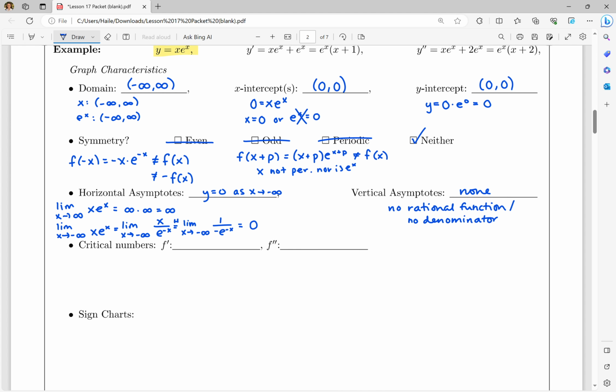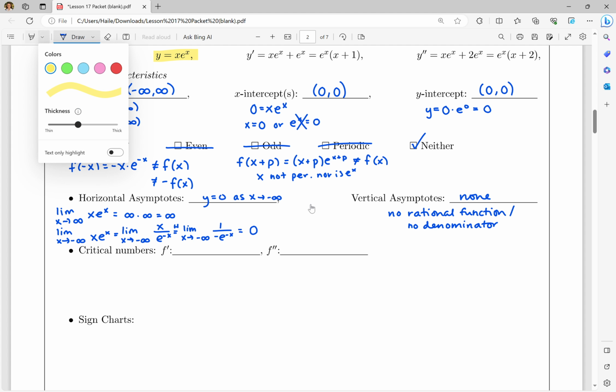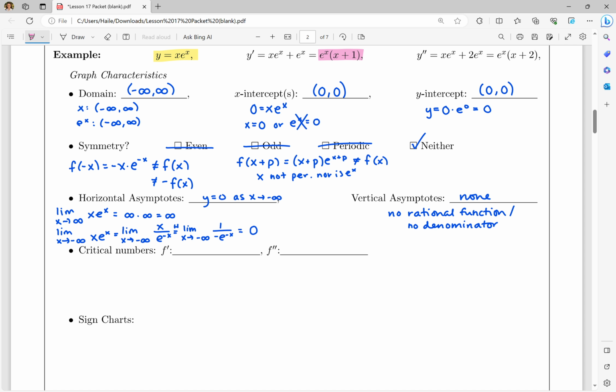Okay, so now, finally, it's time to find our critical numbers. So, critical numbers for f prime, we want to take f prime, so that's this over here, and we want to set that equal to 0. So we have 0 is equal to e to the x times x plus 1. So we set each of these factors equal to 0. And we don't get any critical numbers from e to the x because that's never equal to 0. But we do get that x is equal to -1. So our critical number for f prime is -1.